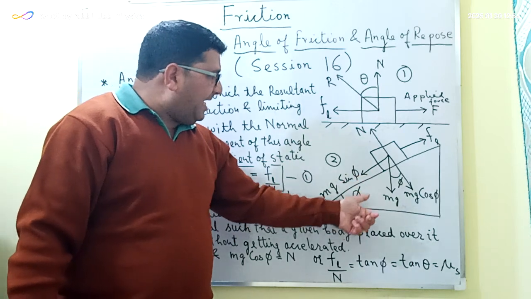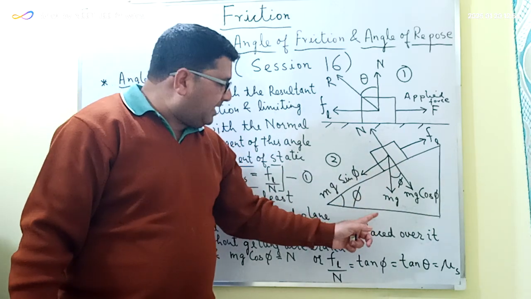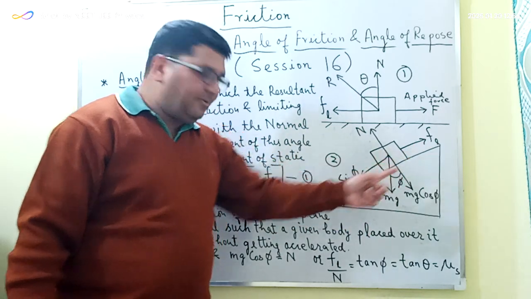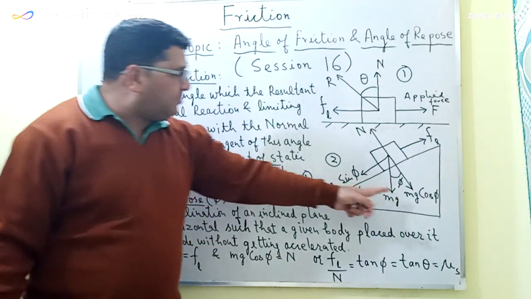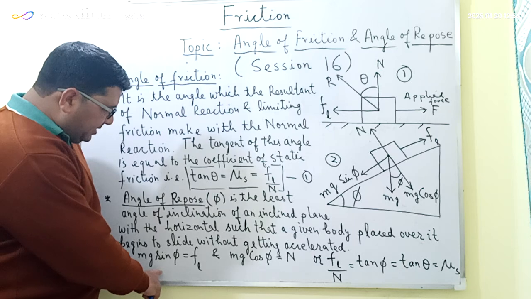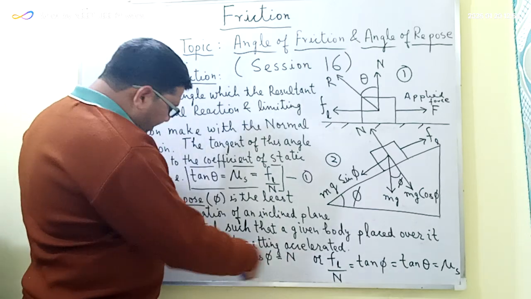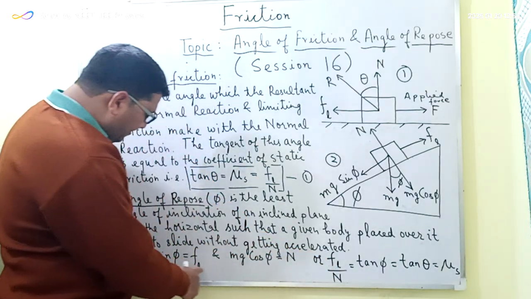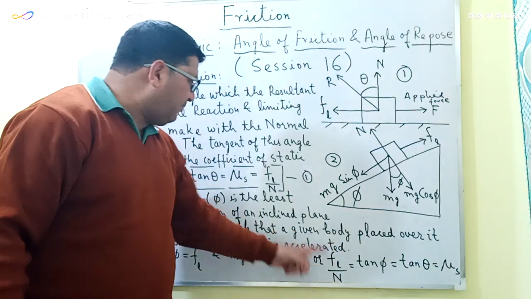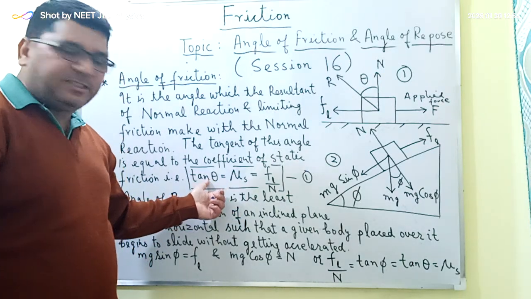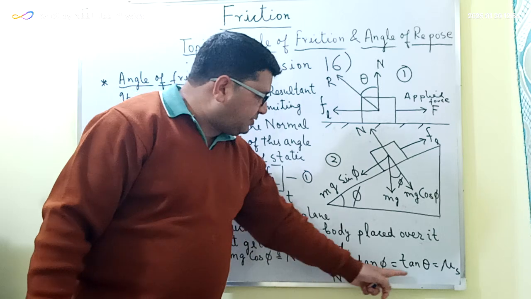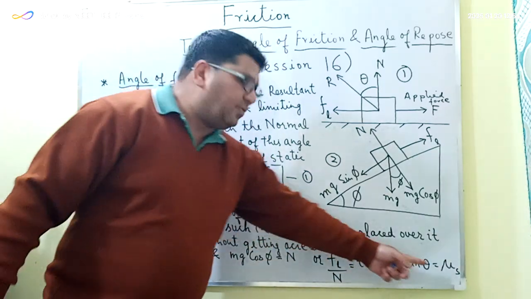So when the angle of inclination is equal to the angle of repose, then mg sin phi will be equal to FL. This is the first equation, and mg cos phi will be equal to the normal reaction. I have already written these two equations here, and by dividing them, FL upon N will be equal to tan phi. Now FL upon N from equation 1 is also equal to tan theta. So FL upon N is equal to tan phi, and this is equal to tan theta, and tan theta is equal to mu s.